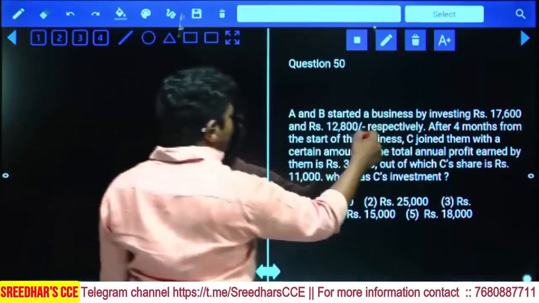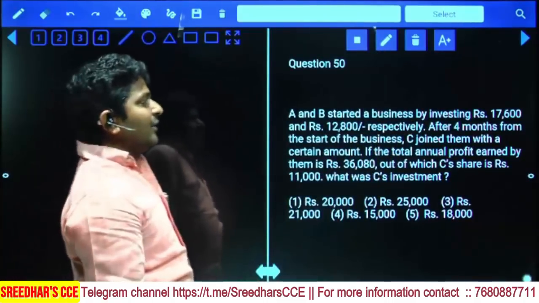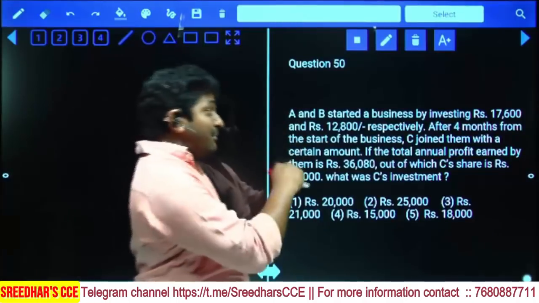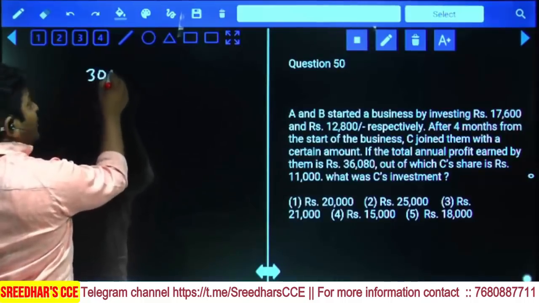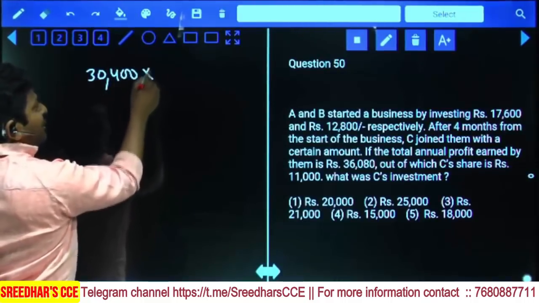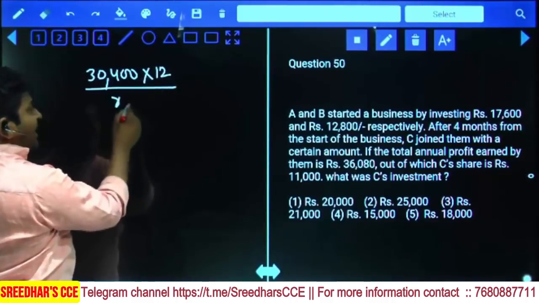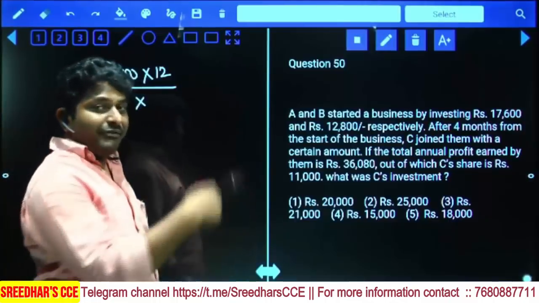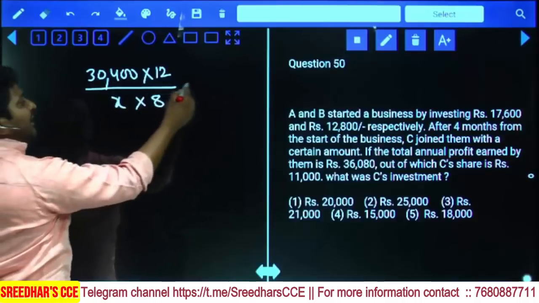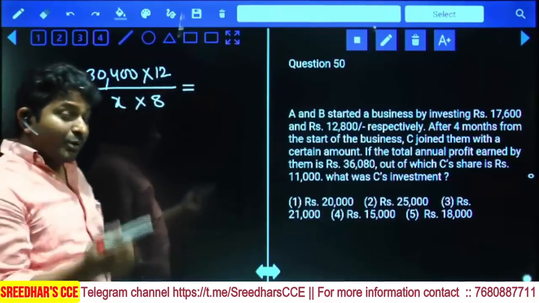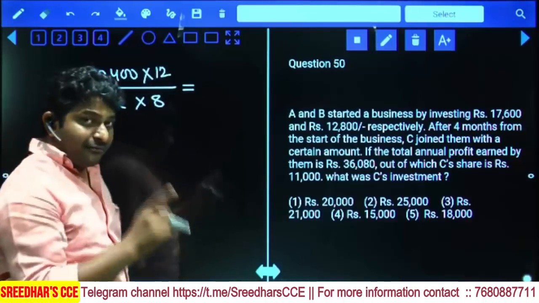Now A and B together started with 17,600 and 12,800. So both together invested 30,400 rupees for 12 months. And C invested X rupees and he joined after 4 months, so he will be there for 8 months. So in the numerator we have investment multiplied by time for both A and B together, and in the denominator we have investment multiplied by time for only C.